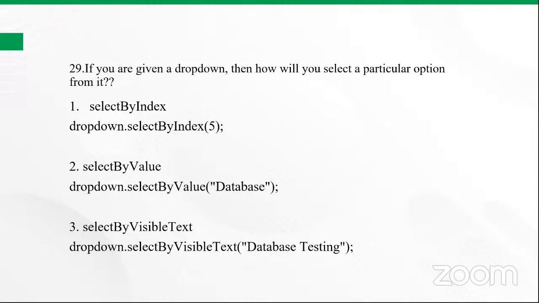Select by index is used to select an option based on the index. The index will begin with 0. Select by value is used to select an option based on the value attribute. Select by visible text is used to select an option based on the text of the option. Is it clear?